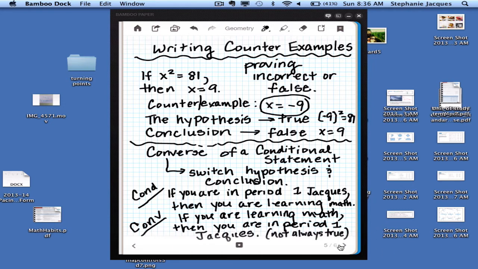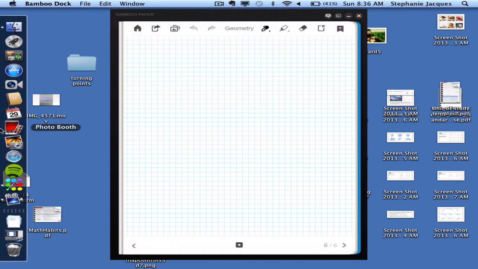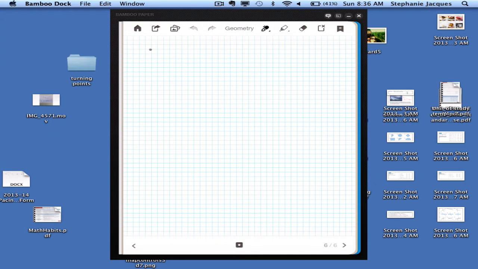Next, I'm going to turn my page, and we're going to talk about negation. If I negate someone, I go against what they're saying. So negation. As I said before, you're going to see a lot of vocabulary in this lesson. So with negation, you're going to write the negative of the sentence or the statement, right? The negative.